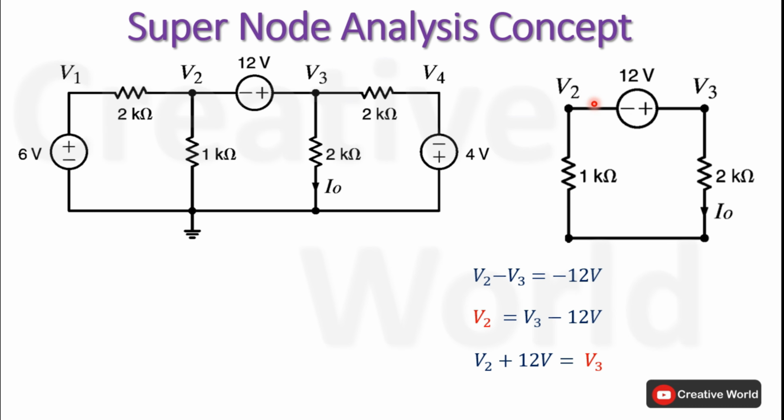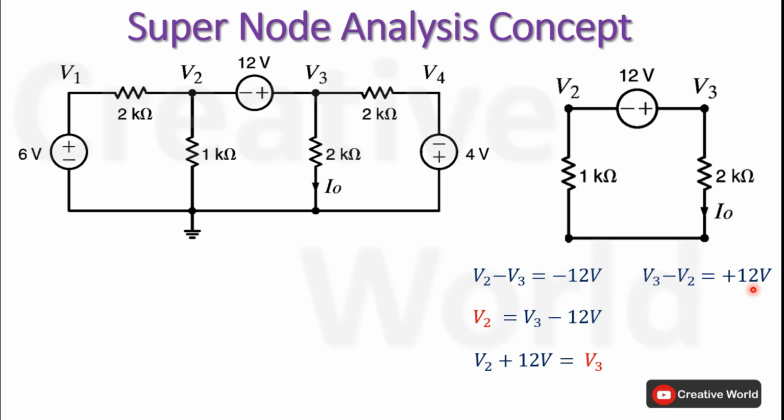Now we will consider another case where V3 is at higher potential than V2. In this case, the voltage difference between these two node voltages will be V3 minus V2 equal to plus 12 volt. Here V3 is at higher potential than V2. It means the direction of current is from V3 to V2, and the current is entering the positive terminal. That's why this 12 volt is taken with a positive sign.